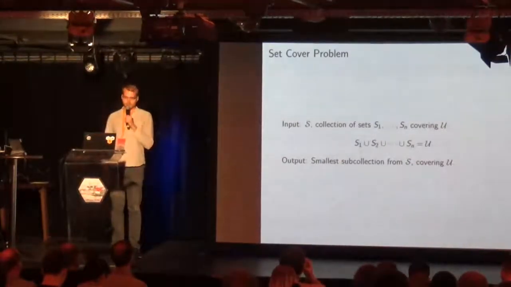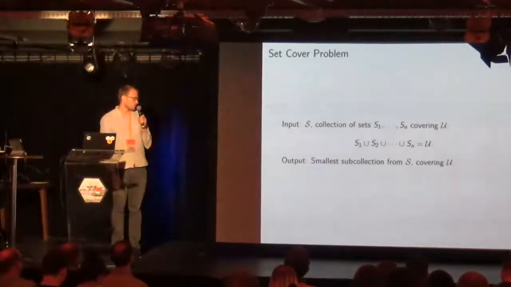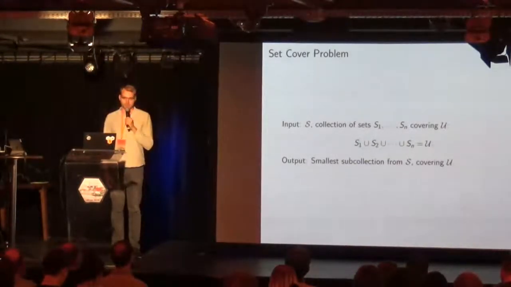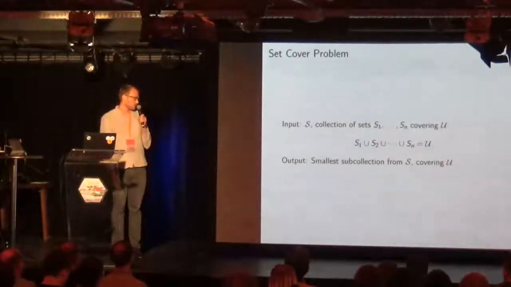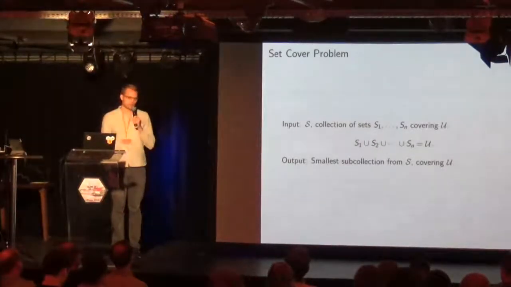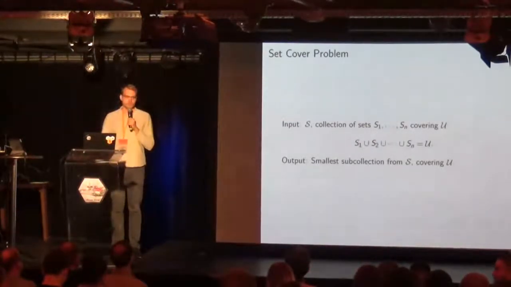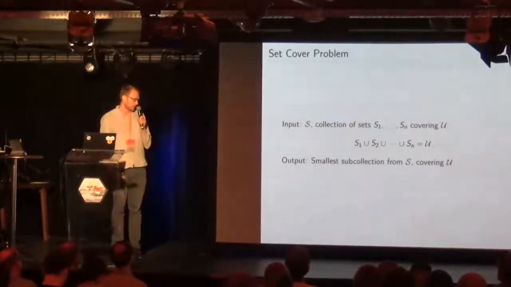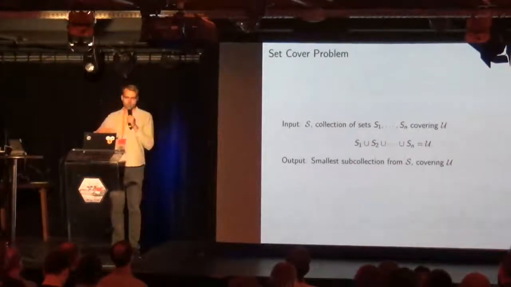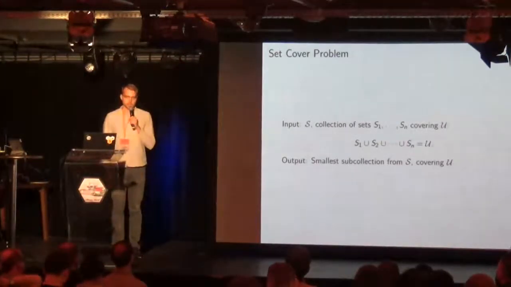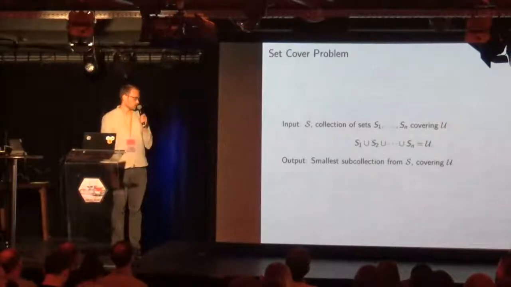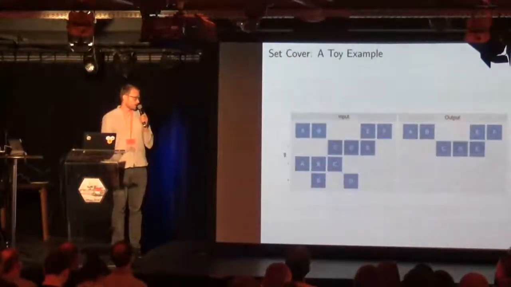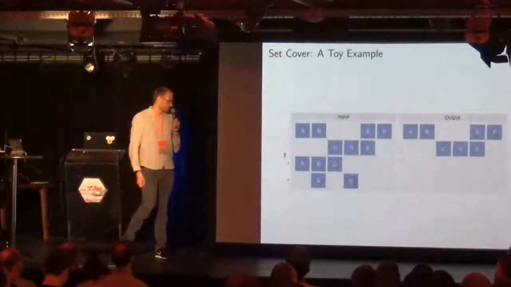This is about the set cover problem. This is a problem where you basically get a collection of sets which cover a universe, and your task is finding the smallest collection which also covers the universe. By cover, it's just meant that the union of the sets is given by the universe which you're supposed to cover. Here would be an example.